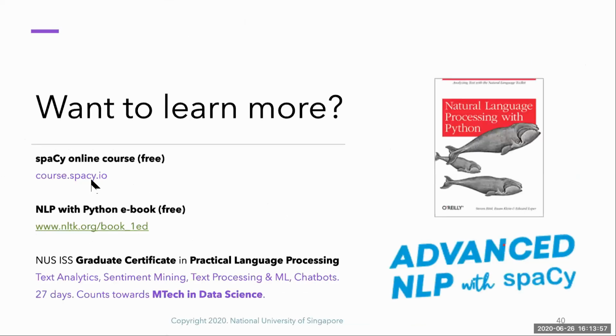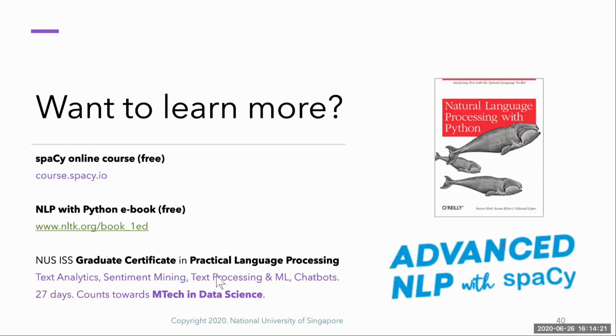So again, I already mentioned the online course. NLTK people, if you're interested in NLTK, there's a free book. You probably already know about this. But even better is there is a graduate certificate by NUS ISS by our data science team. It covers 27 days. Each one is a separate course, so you can take this course, then later on take this course separately. So it covers a lot of the things.